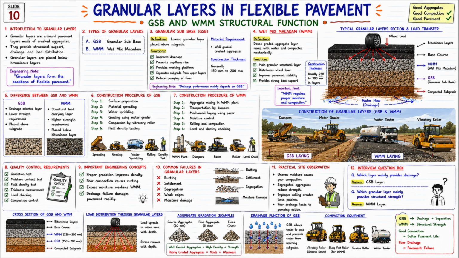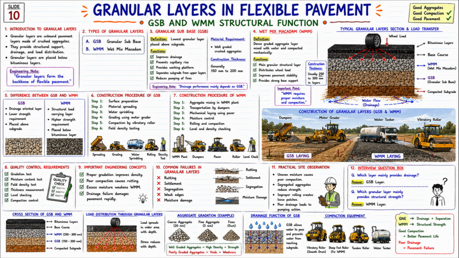Interview question box. Q. Which layer mainly provides drainage? Answer: GSB layer. Q. Which granular layer mainly provides structural strength? Answer: WMM layer. Look at the cross-section diagram below. Bituminous layers are above. Below that is the base course. Then WMM. Then GSB. Compacted subgrade at the bottom.